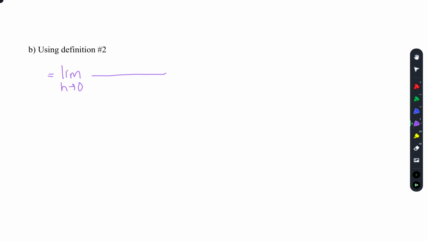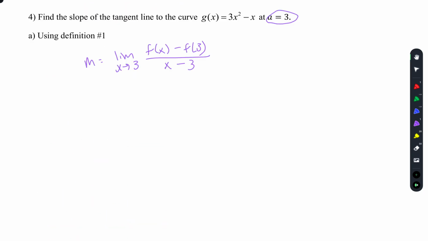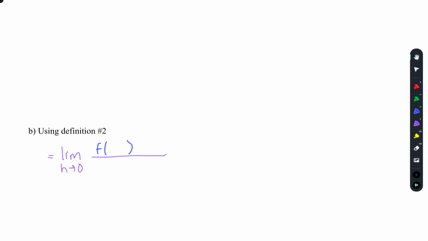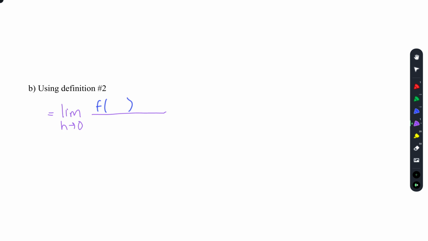And the formula for this one is you're going to go f of, and then our a, like our tangent, where is it? 3. This is where I want my tangent line to be. So slope of a tangent line, that's where I want my tangent line to be. So I'm going to put 3 in, and then it would be plus h minus f of 3. And then remember the a's or the 3's would cancel on the bottom.